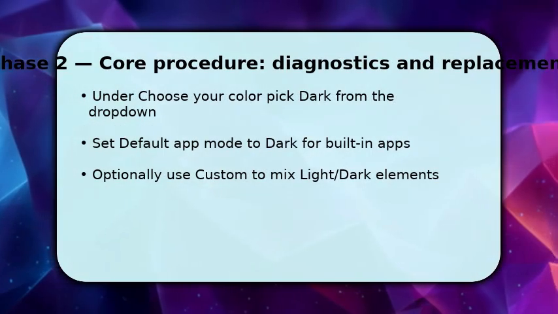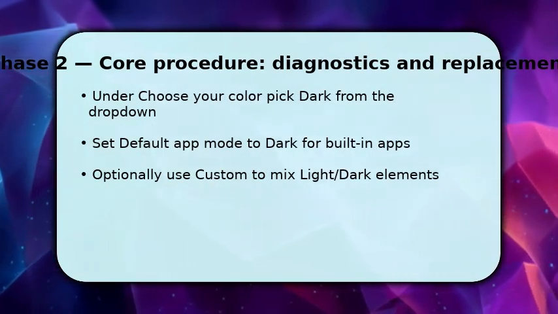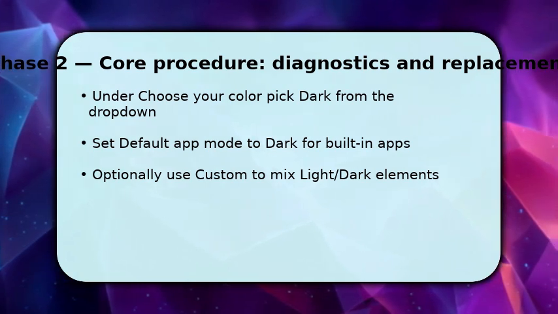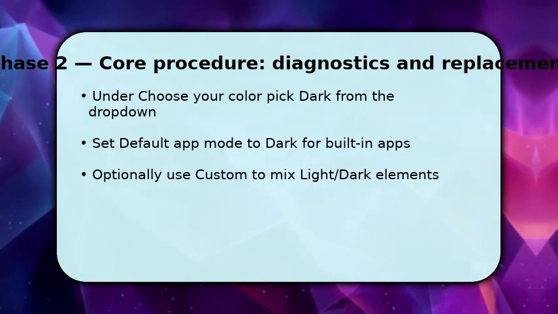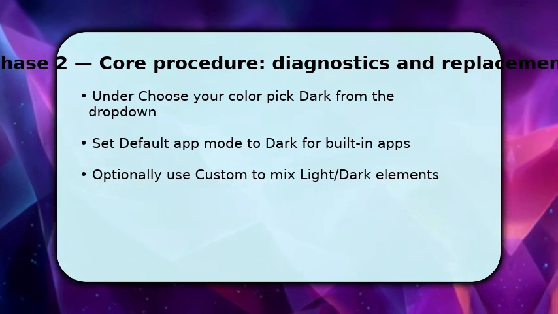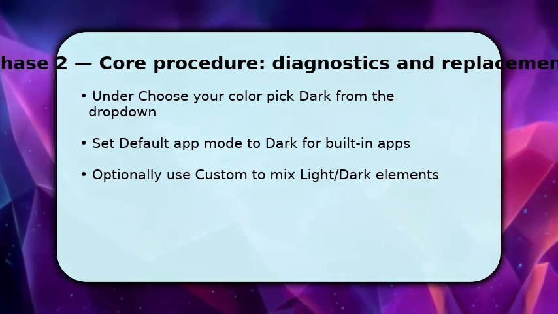Once in Colors, find Choose Your Color and pick Dark from the drop-down. This flips system surfaces and supported apps. If you want apps only, change Default App Mode to Dark. That controls UWP and many settings screens.